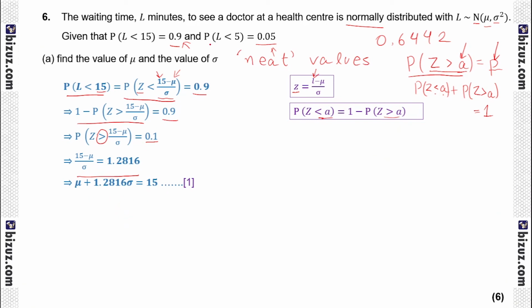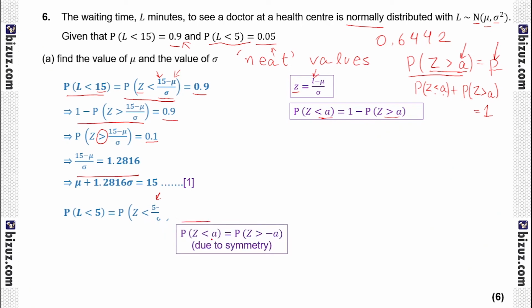Now we have another piece of information: the probability of L less than 5 is equal to 0.05. Again, another neat value, so again we'd probably have to use the small table. L less than 5, it's the same thing. We are again using the conversion formula. So it's the same thing as P(Z less than (5 minus mu) by sigma), and it's going to be equal to 0.05. Now we can actually use the symmetry of the standard normal distribution here. And this is something that only works if you have a standard normal distribution.